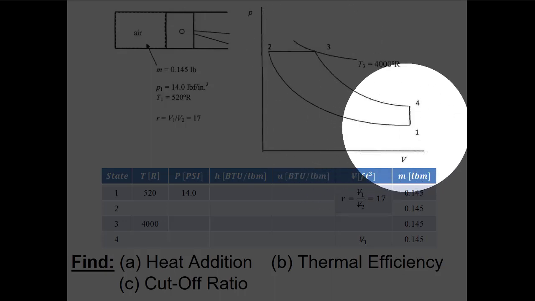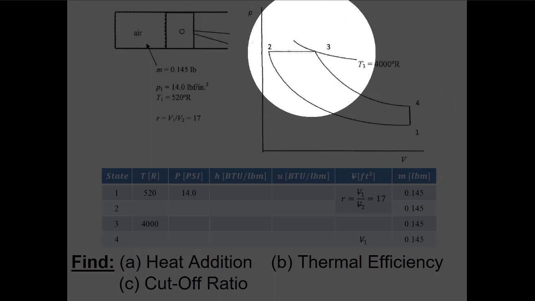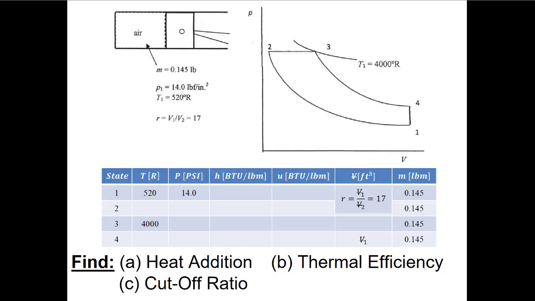So we increase the temperature as we compress, but then we also increase the temperature as we add heat. If you drew a TS diagram, you would also see that state 3 is the state that has the highest temperature. We're asked to find the amount of heat that's added to the system, the thermal efficiency of the system, and the cutoff ratio.